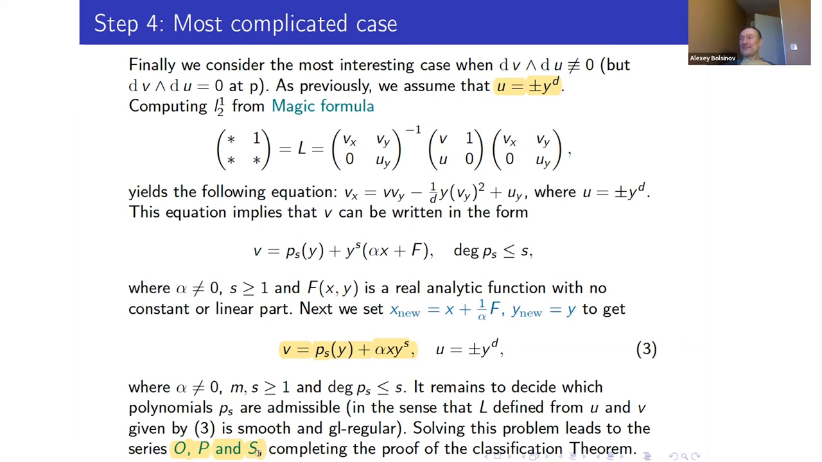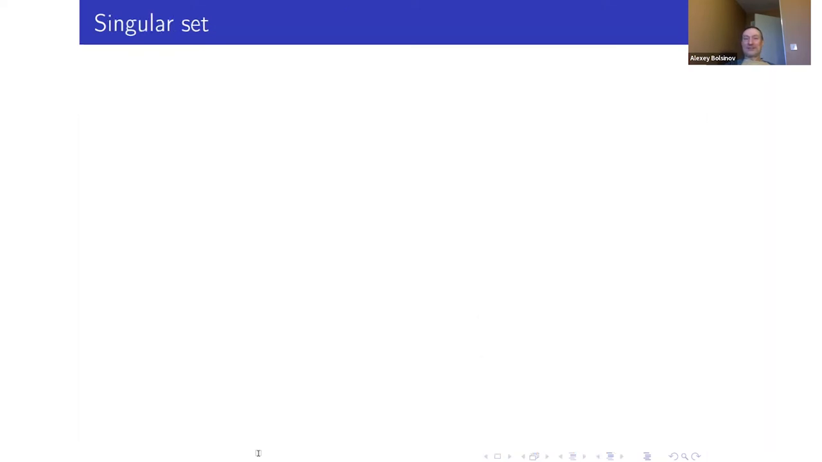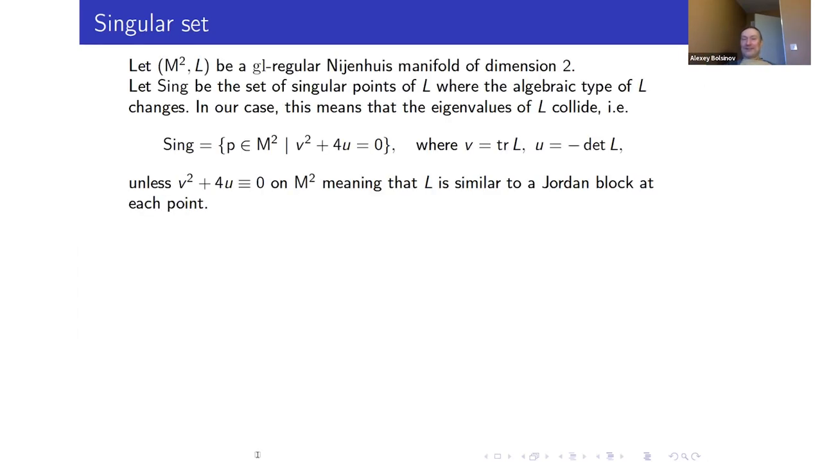So what next? After we have this description, next, we will be able to describe the singular set, those points where the eigenvalues collide. The singular set, in this case, collision of eigenvalues, means that the discriminant of this quadratic characteristic polynomial is zero. Since we have an explicit expression for both U and V, we just can see what's going on.